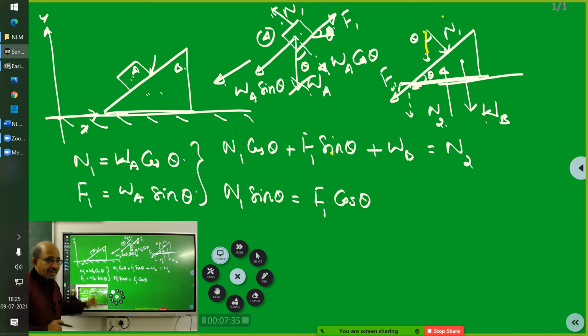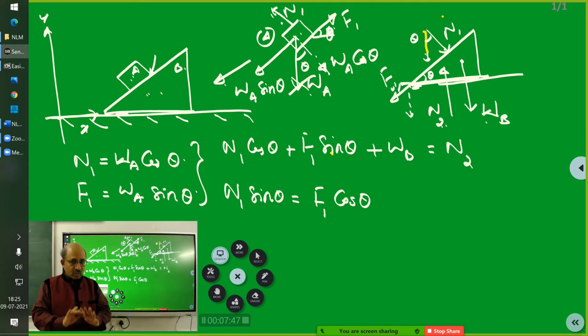Now, if anybody is having any doubt in this equation, please ask. I will explain. Like this, you have to write many equations. So, learn how to write these equations. Please learn.